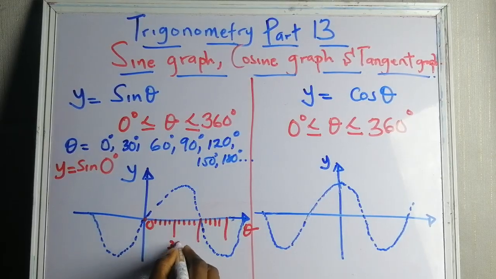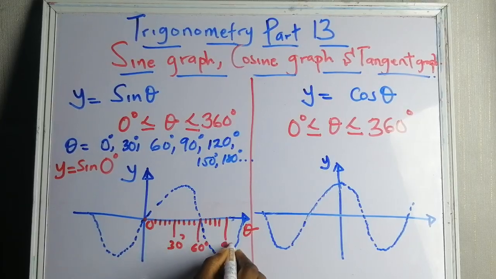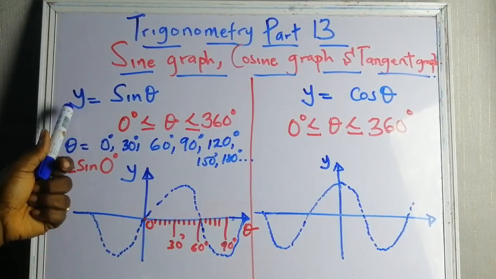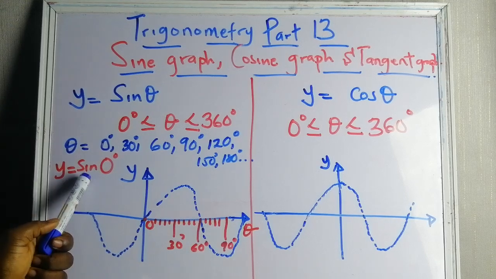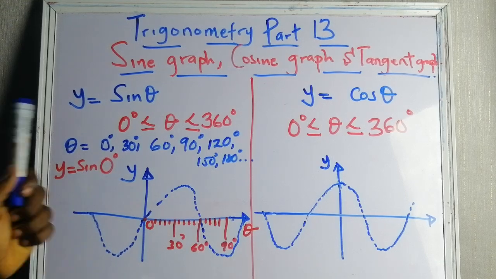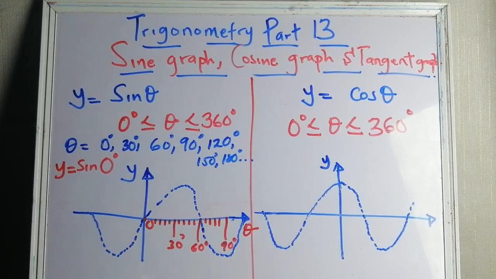Let's say this one is 30 degree, this one is 60 degree, this one is 90 degree, like that. I'm only assuming; I'm explaining how you can draw a sine graph. So now I know my theta to be 0. What is my y? I want to get my y. I go and put y equals sine 0. What is the value? You can press your calculator to do that because it's permitted.